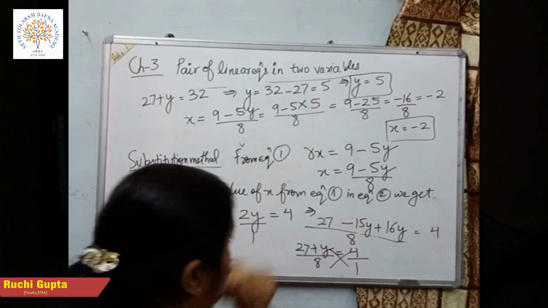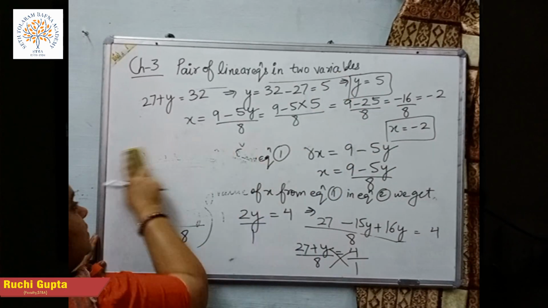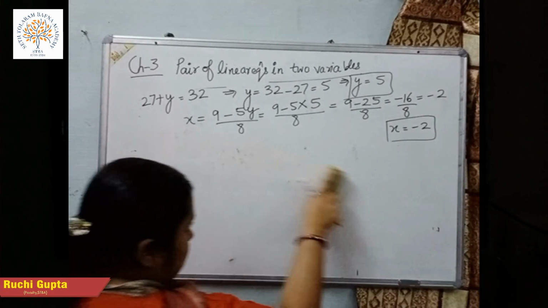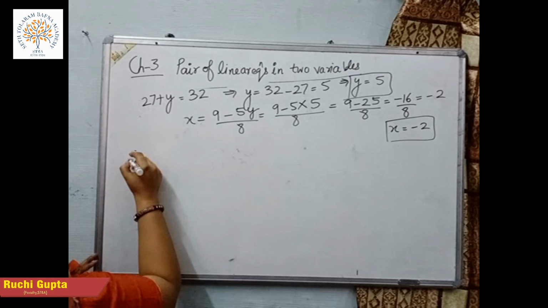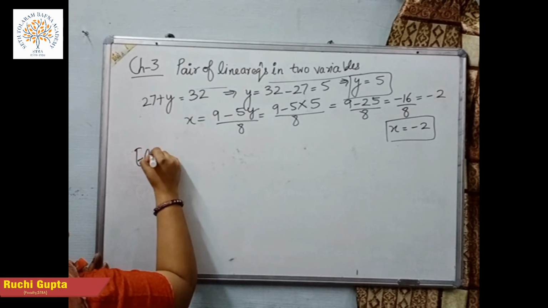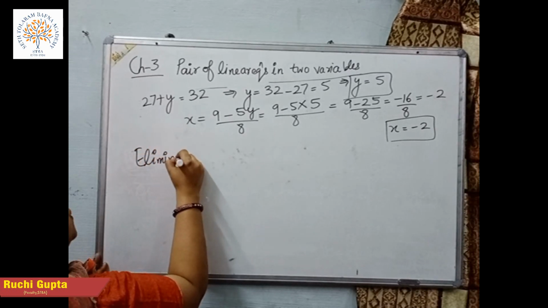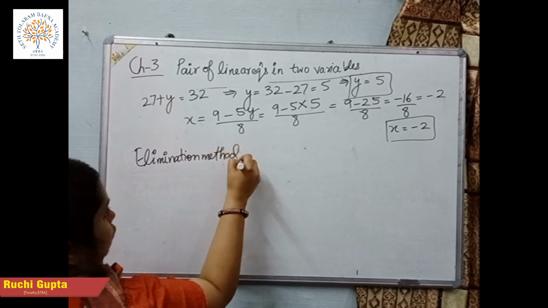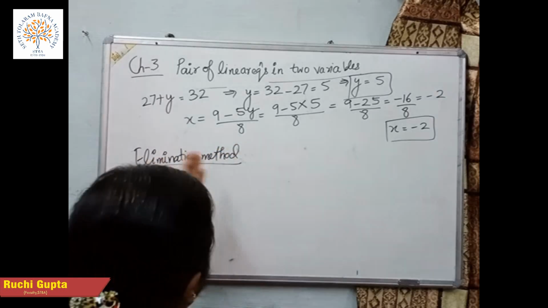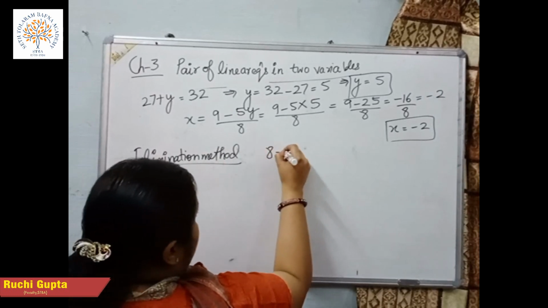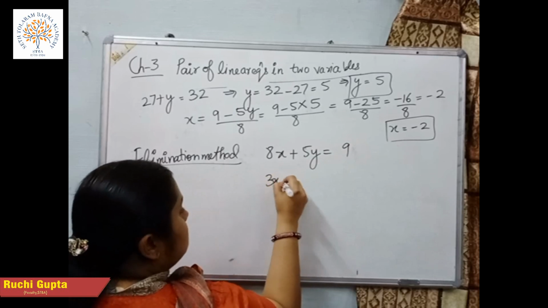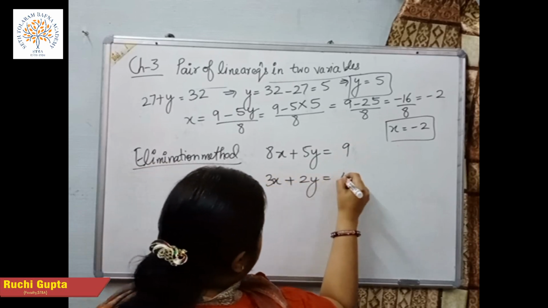Okay. Now I am starting my second method, which is the elimination method. It is the easiest method in solving the questions. If it is not written which method we have to use, we are going to use this method. So I am again writing my question. It is 3x plus 2y is 4.